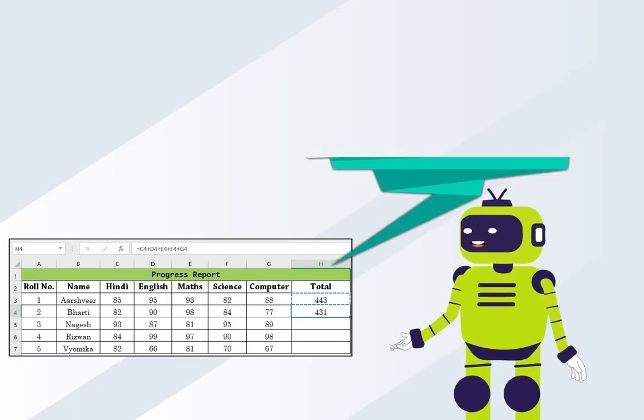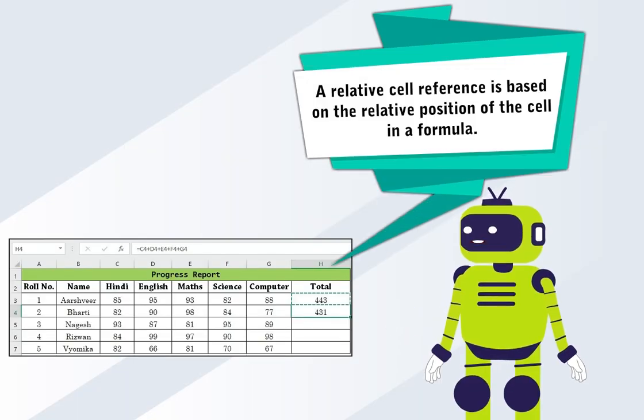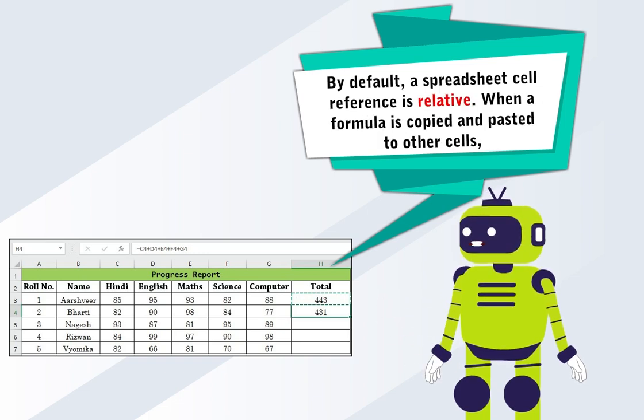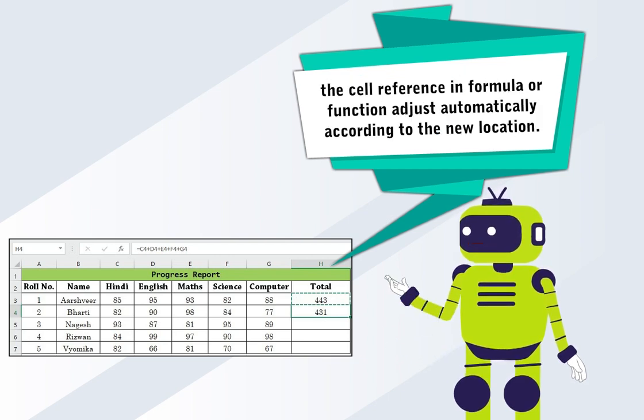Relative cell reference. A relative cell reference is based on the relative position of the cell in a formula. By default, a spreadsheet cell reference is relative. When a formula is copied and pasted to other cells, the cell reference in formula or function adjusts automatically according to the new location.